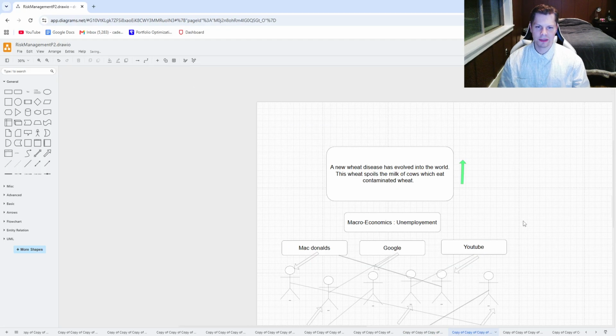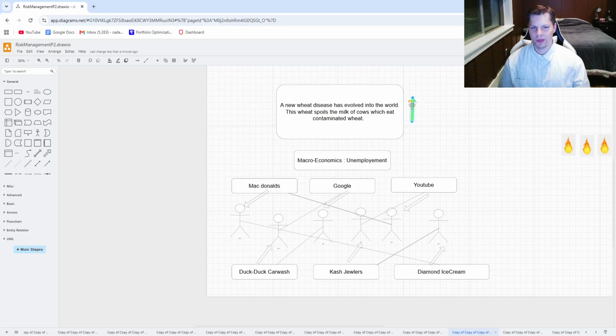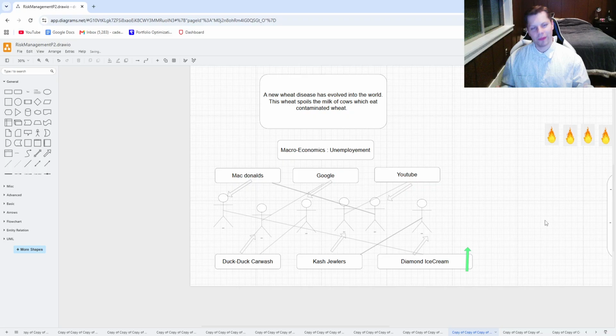Now, with this graph, let's assume in this fictional scenario, a new wheat disease has evolved into the world. This wheat disease spoils the milk of cows which eat the contaminated wheat. Well, in this scenario where we have a new disease, we can clearly see that Diamond Ice Cream now has a problem. All the milk they use for their ice cream is being contaminated. There's a supply issue. And let's say this guy who works at McDonald's, who usually buys food from Diamond Ice Cream, is no longer able to afford it because Diamond Ice Cream had to raise their prices.